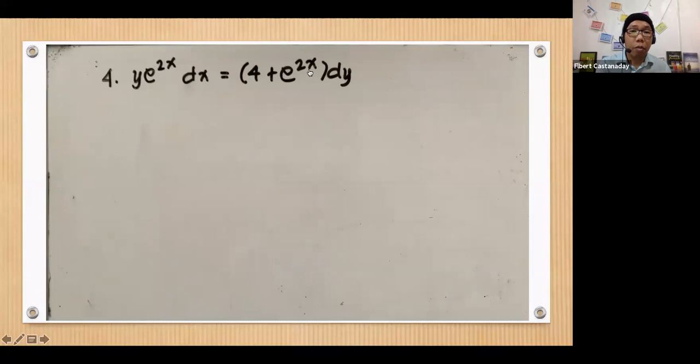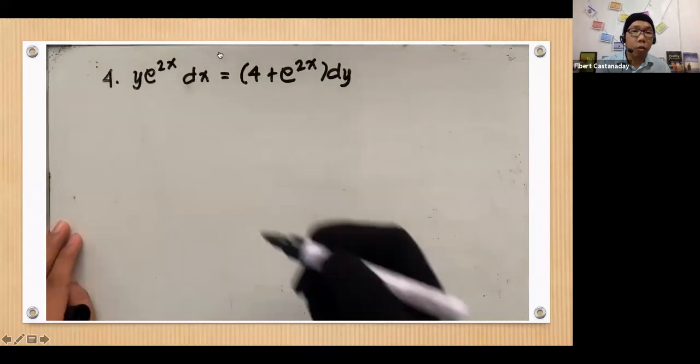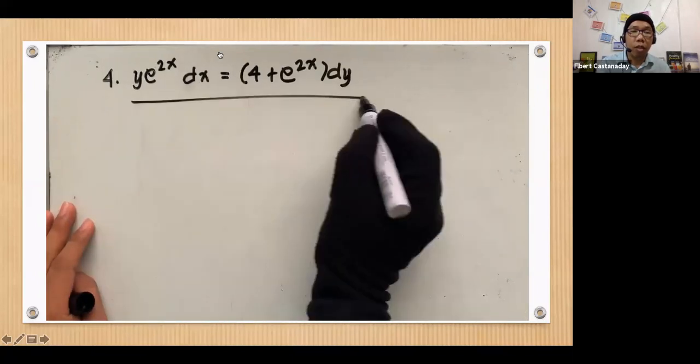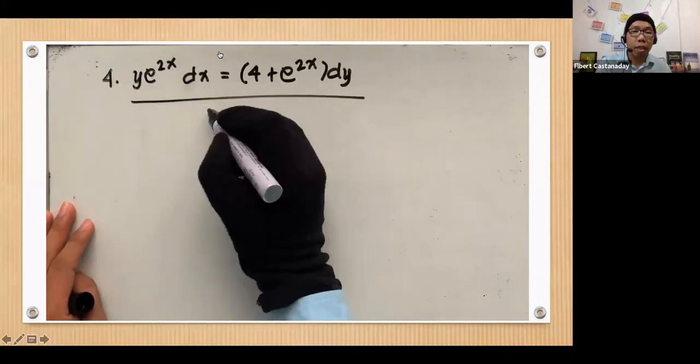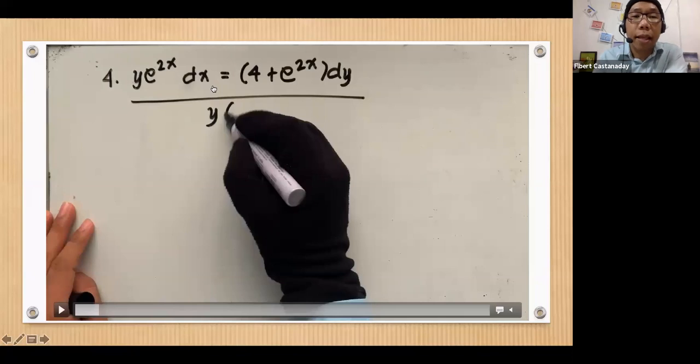Okay, our next example is the problem: y times e raised to 2x times dx equals 4 plus e raised to 2x dy. So as you can see, there is a function here on the left-hand side and on the right-hand side. So what we will do here, prior to interchanging their positions, is examine each term.